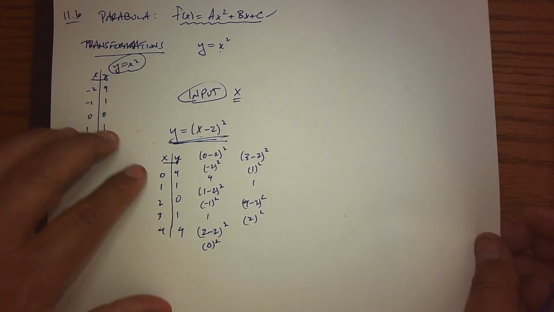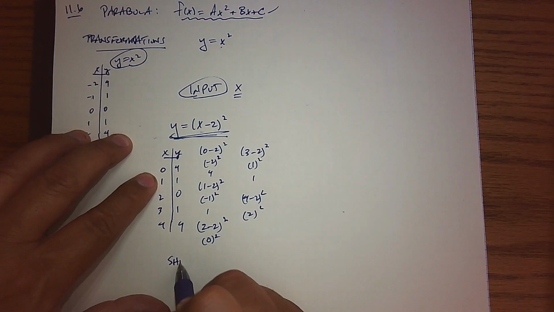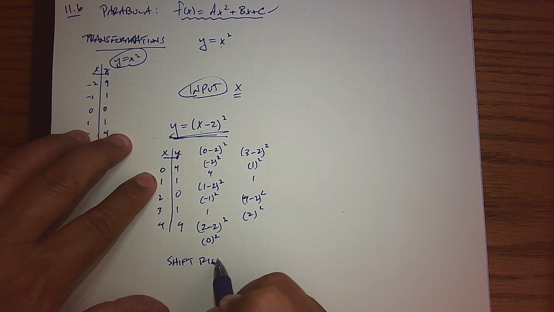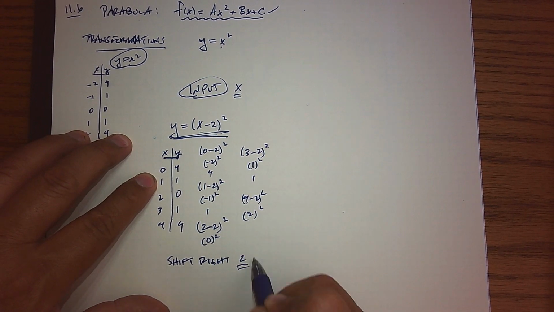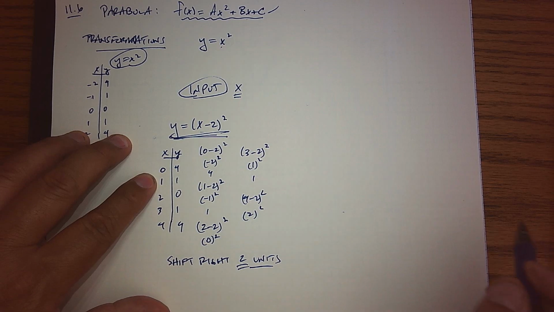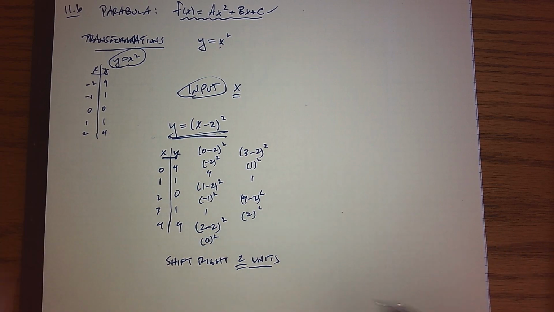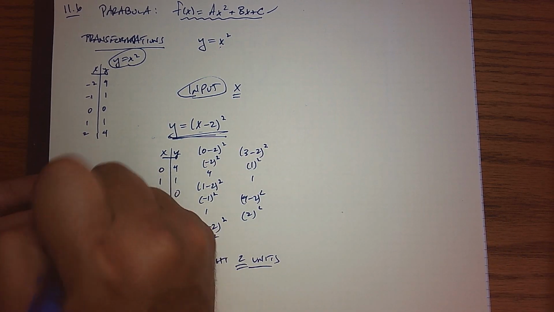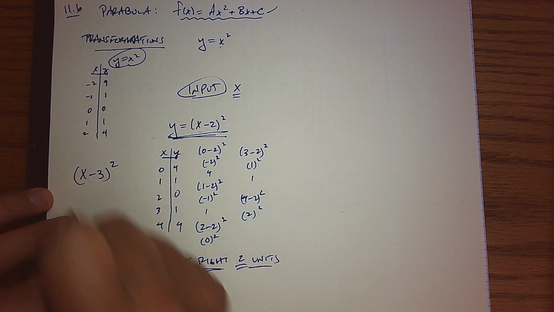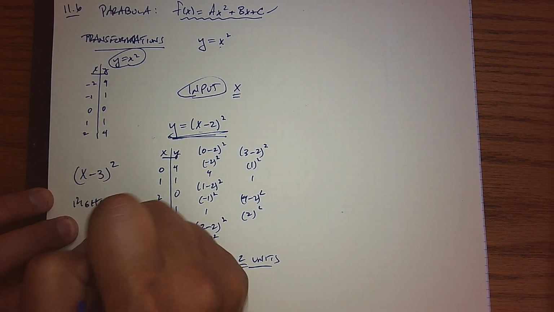So what we end up with is a shift right 2 units. That's essentially what happened there, and you can take that to the bank. If we were going to do (x - 3) squared, then we're going to have a shift right 3 units.